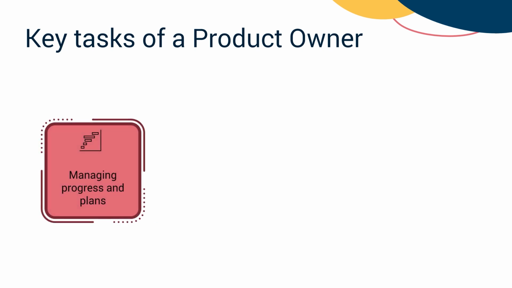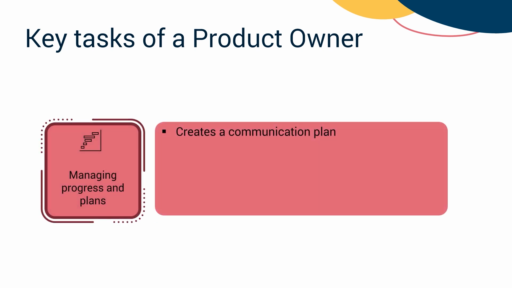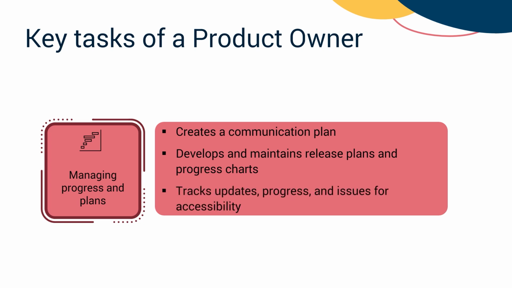Managing progress and plans includes creating a communication plan at the start of the project. This plan defines the content, methods, and frequency of updates. The product owner also develops and maintains release plans and progress charts to accurately track updates, progress, and issues, ensuring accessibility to all relevant stakeholders.